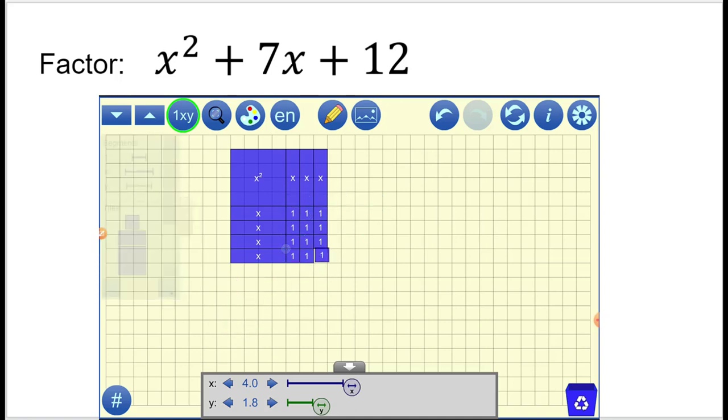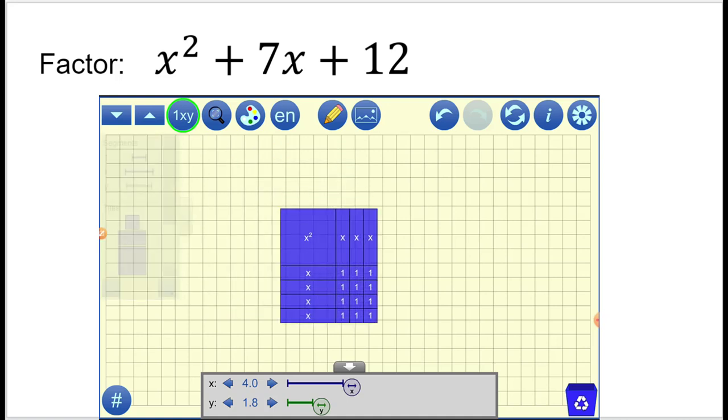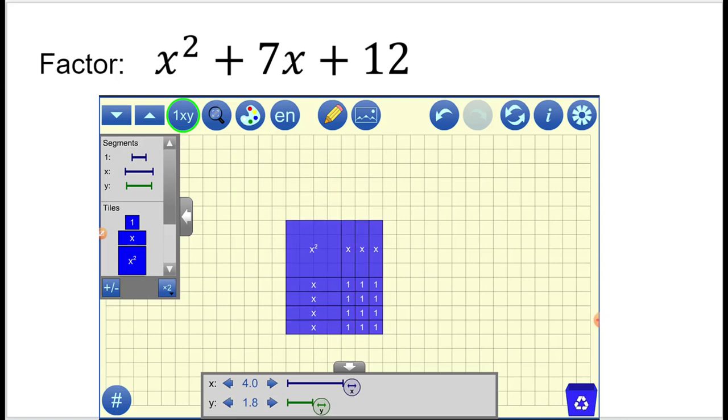So we have just created a rectangle that represents the area that we had of x squared. We have our 1 x squared. We have the 7 x's in there, and we have 12 tiles. So what are the factors of this? What numbers multiply to give us this?